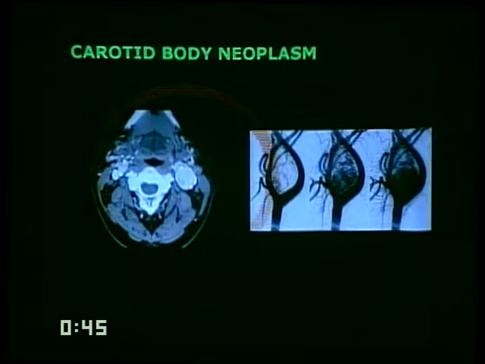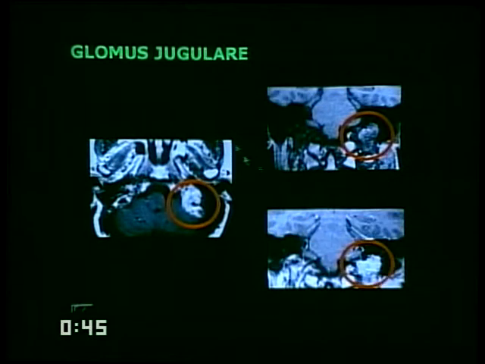This is a classic example of a carotid body neoplasm in the post-styloid parapharyngeal space arising at the bifurcation. Another example of a longitudinal neoplasm: salt and pepper appearance, diffuse heterogeneous enhancement pattern, carries all the way superiorly to the level of the jugular bulb. This is a glomus tumor involving the jugular sheath.